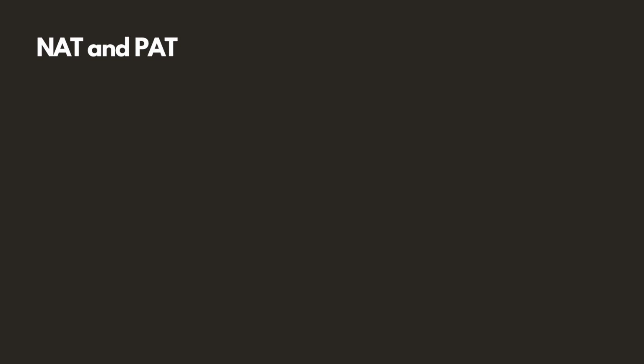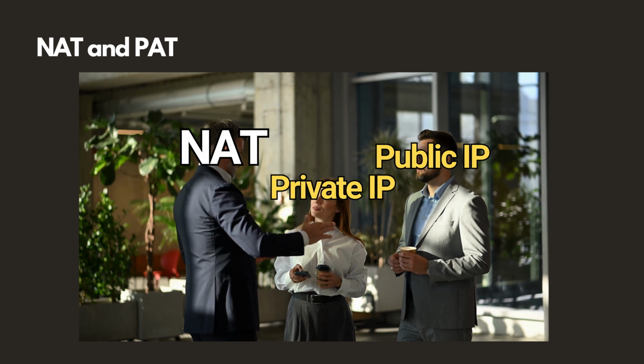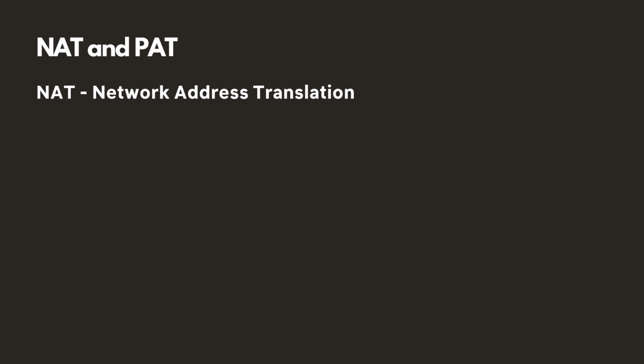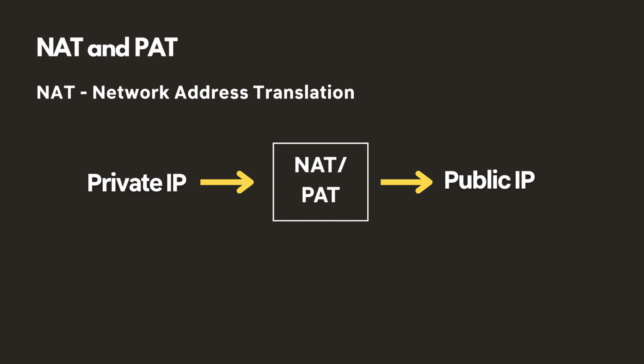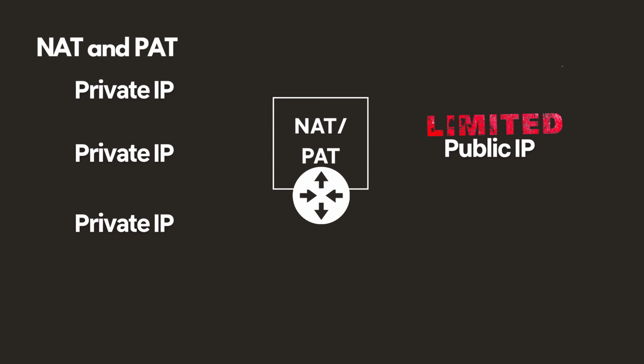Next up is NAT and PAT. These are the translators of the network world. NAT stands for Network Address Translation. It converts private IP addresses to public IP addresses so your internal devices can access the internet. Here's the problem that NAT solves. You have limited public IP addresses but hundreds of devices that need internet access. NAT lets you use private IPs internally like 192.168.1.0/24 and translate them to a public IP when going outside.